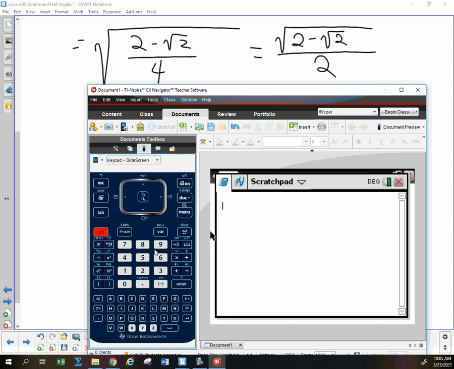So let's get our division fraction template in there, and in the numerator I want to do the square root of 2. I'm staying inside the square root, minus, I'm still inside the square root, I'm doing another square root, and then a 2, and then I'm going to go down in the denominator and do a 2, and I'm going to push enter.